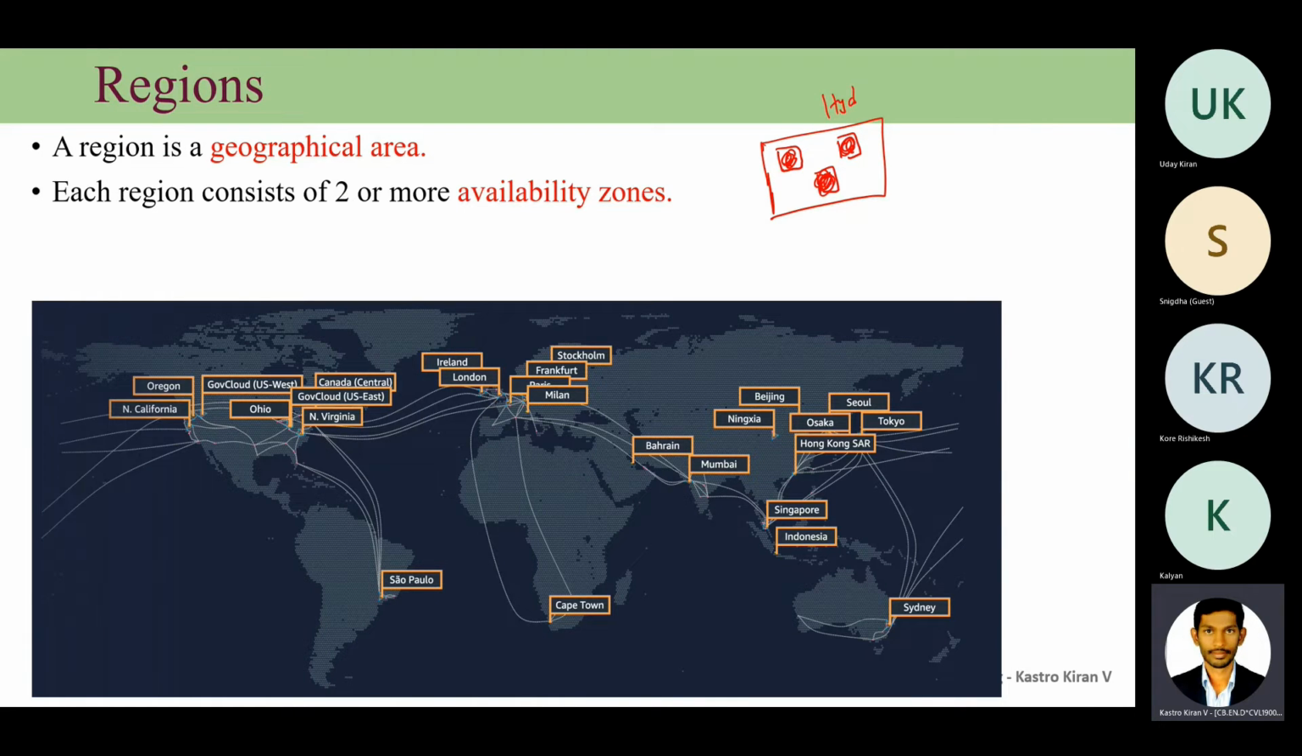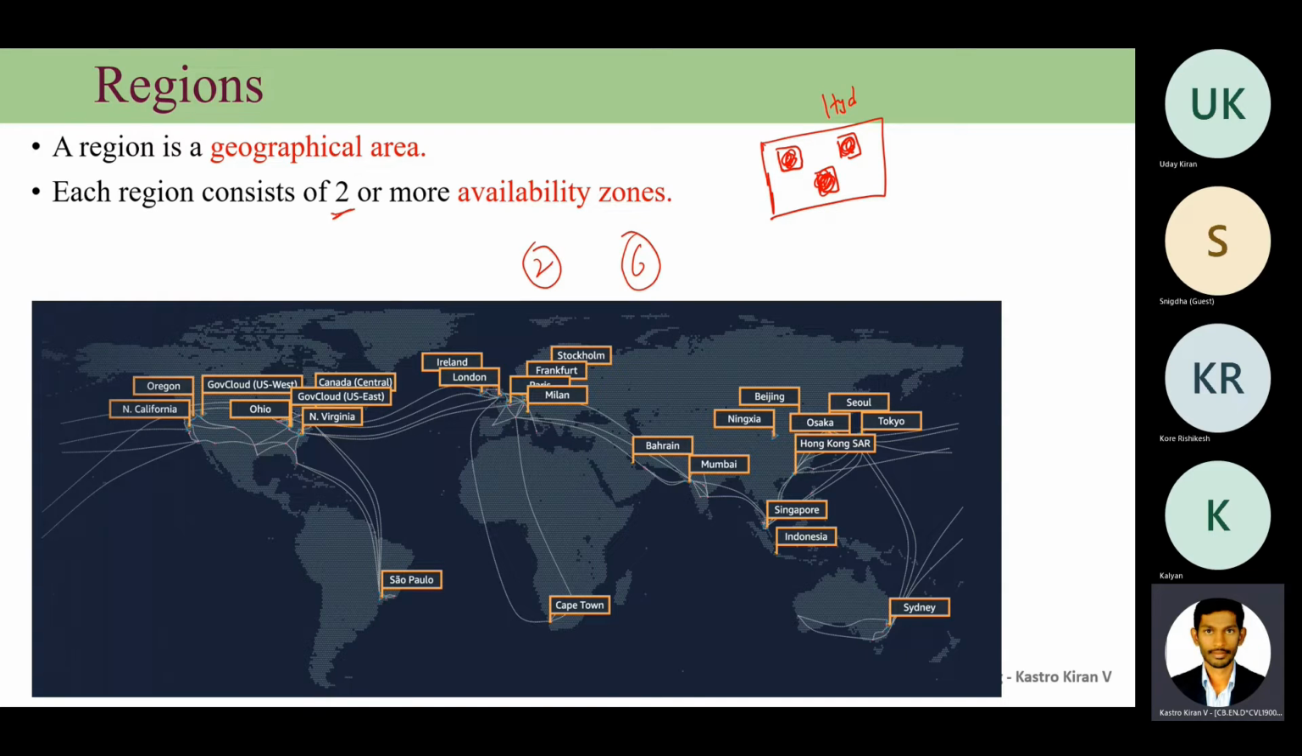Now, why is it a minimum of two? You need to have at least two availability zones. Among all the regions available across the globe, AWS has at least 2 availability zones, and a maximum of 6. I'll talk about where these 6 and where these 2 availability zones are.